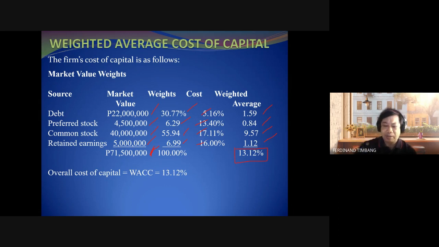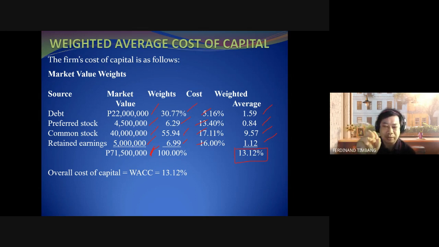But maybe, sa akin ito, this is my opinion, kasi di ba, we are looking for the optimal capital structure. And for you to get the optimal capital structure, you have to get the lowest WACC so that you can maximize the price of the stock. Di ba yan yung napag-aralan natin sa capital structure? That is, we have to look for the optimal capital structure, the combination of stocks and liability.